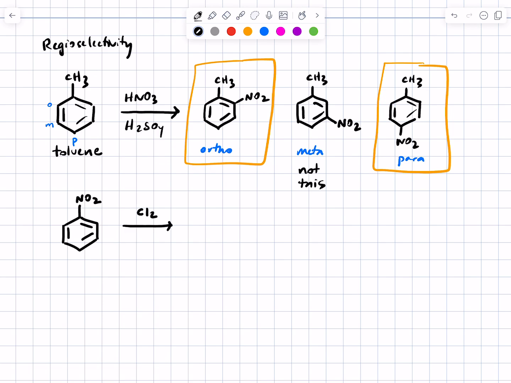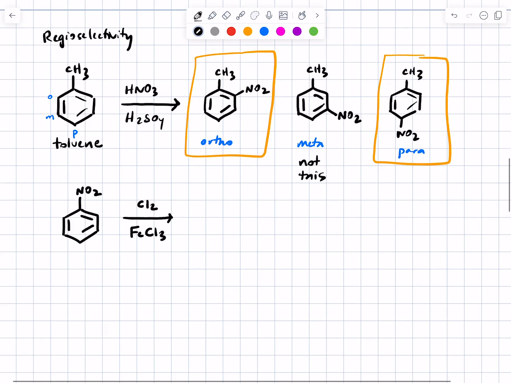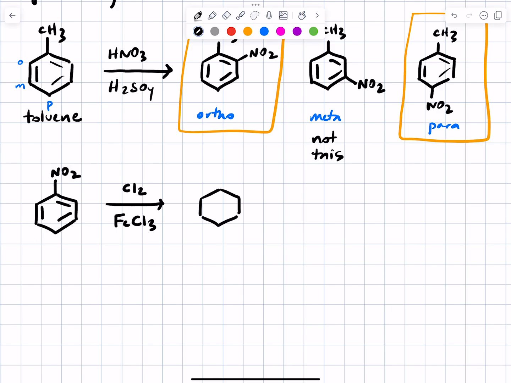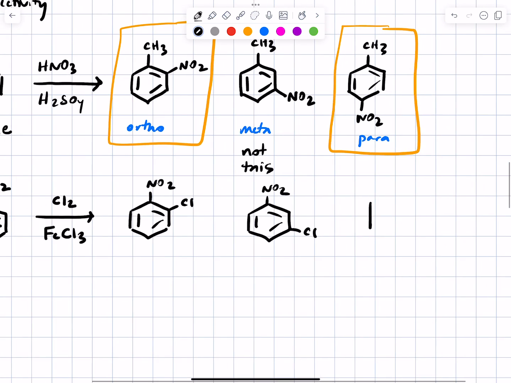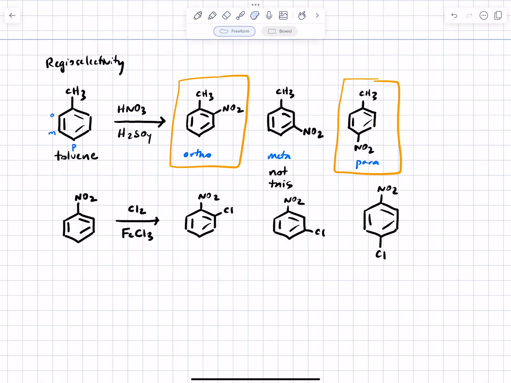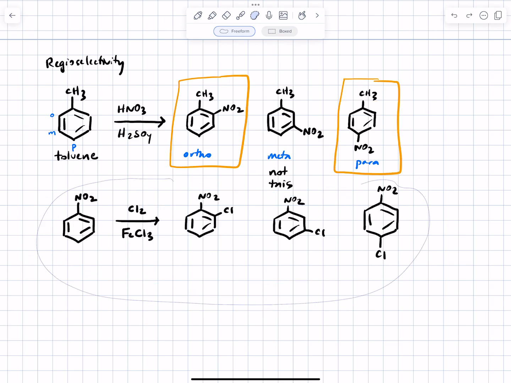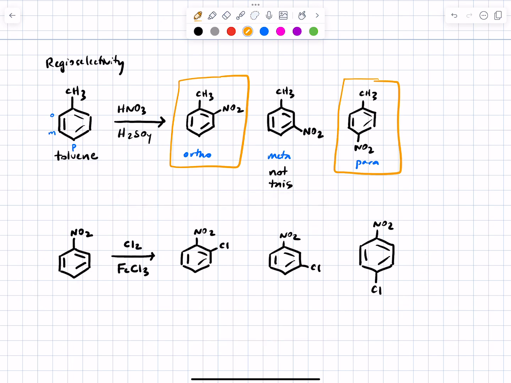Suppose I decide to start with nitrobenzene, and then I want to do the chlorination reaction. Again, I'm going to have the possibility for ortho, meta, and para products. But for the nitro group, it turns out that what I observe is just the meta product, and not the ortho and the para products.